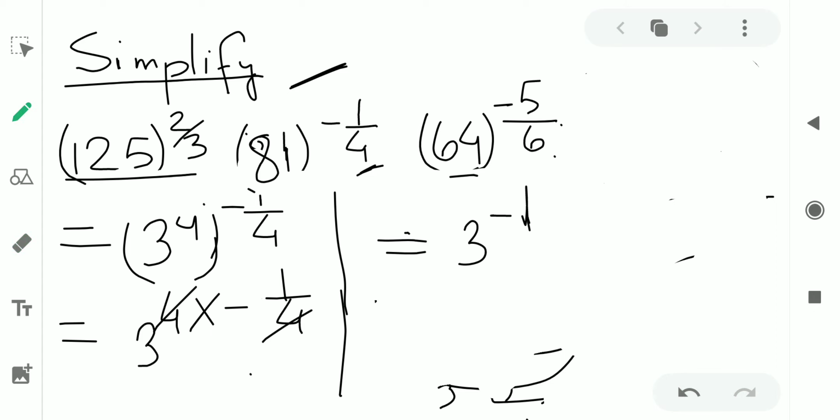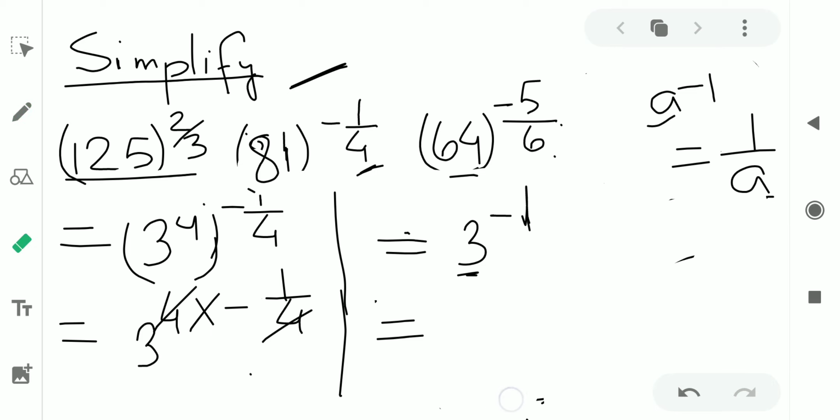Again, I had given you one more formula. The formula was a to the power minus 1 is 1 by a. Here this 3 is a, so let's apply the same formula here. As per this formula, what can we write here in the end? We can write it is 1 by 3. So this is the answer.